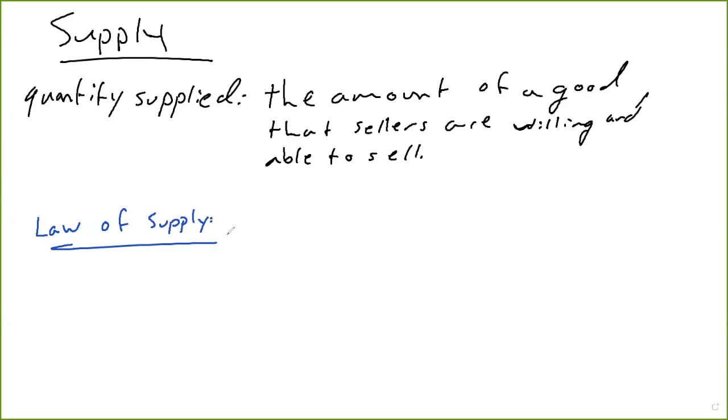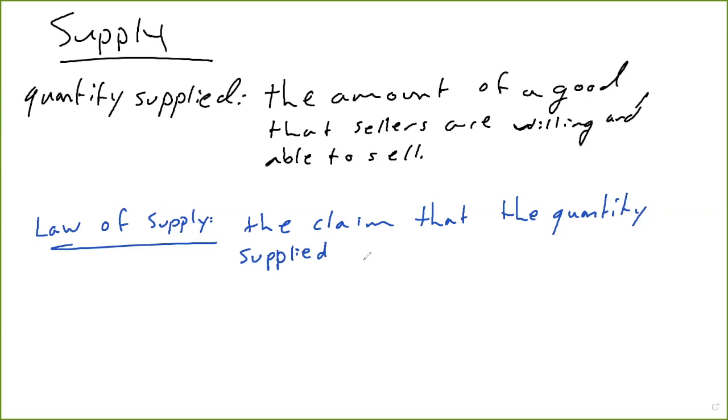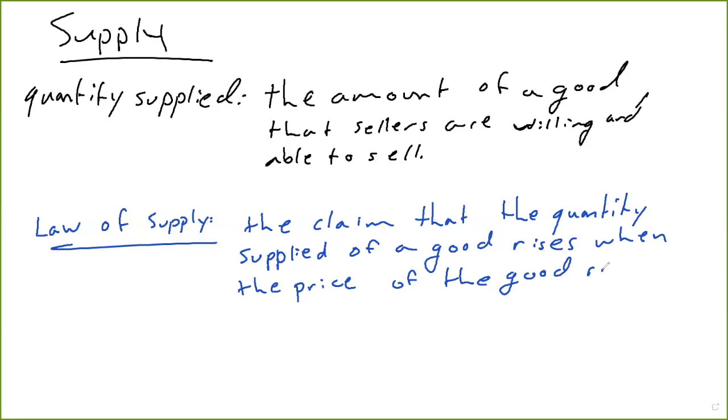So the law of demand states when the price rises, people buy less of that good. Well, the law of supply says that when price rises, producers supply more of that good. The intuition, of course, is that if the price is higher, it's more profitable to sell that item. And so suppliers or sellers want to sell more of it.